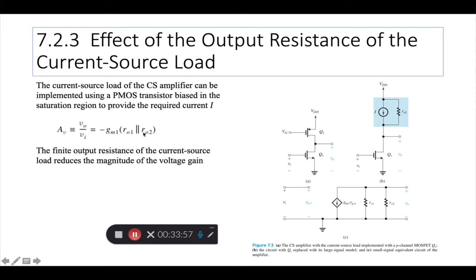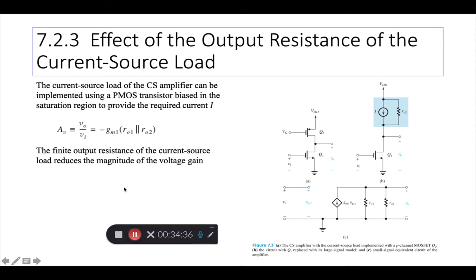So what happens when you have two resistances? If you didn't have this, this would have been just RO1. But the moment you bring another resistance, assuming it's the same as RO1, then the resulting resistance just becomes half, right? Because there are two parallel paths and the net resistance is half. So the voltage gain drops. The finite output resistance of the current source load transistor reduces the magnitude of the voltage gain. So this voltage gain severely falls because of this.